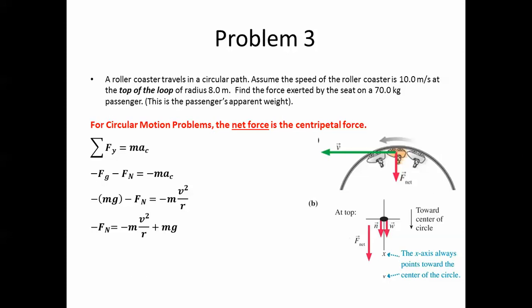Now we're going to plug in values and solve for normal force. And you get a normal force of 189 newtons. That is the force exerted by a seat on the passenger at the top of the roller coaster.